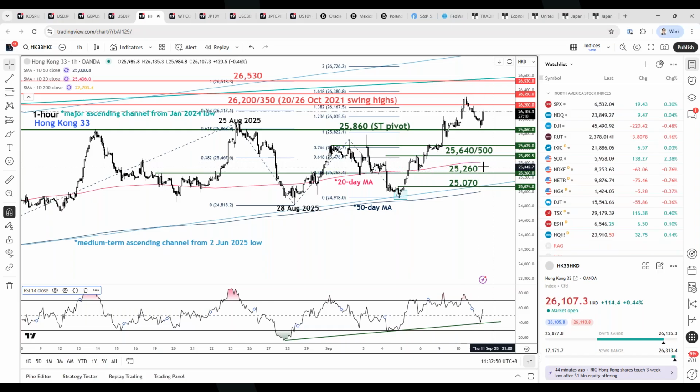We're so very close to the rising 20-day moving average. A breakdown below 25,500 will see a deeper corrective pullback unfolding to revisit 25,260.